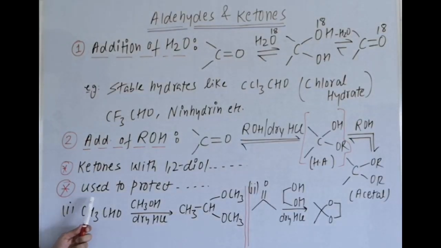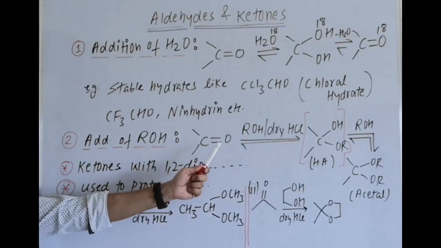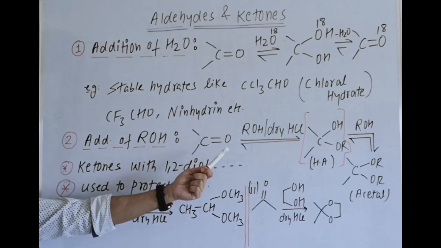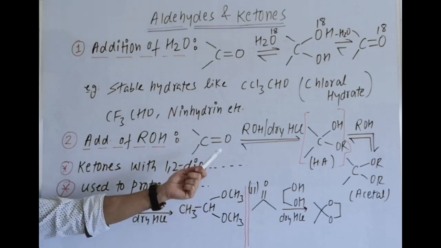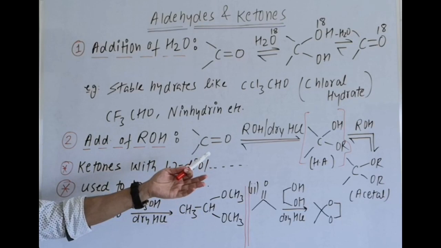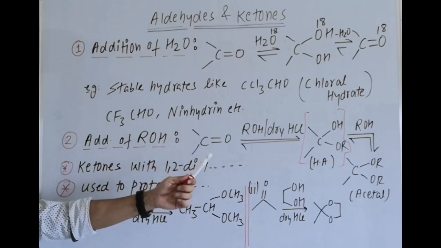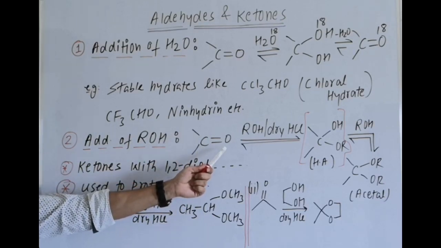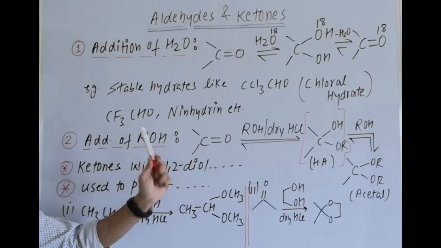Other point is this reaction is used to protect the carbonyl group in basic medium, like when lithium aluminum hydride is given or KMnO4 in alkaline medium or Grignard reagent is given, and we don't want the C double bond O to react. Then what we will do, we protect this by treating with alcohol in dry HCl.